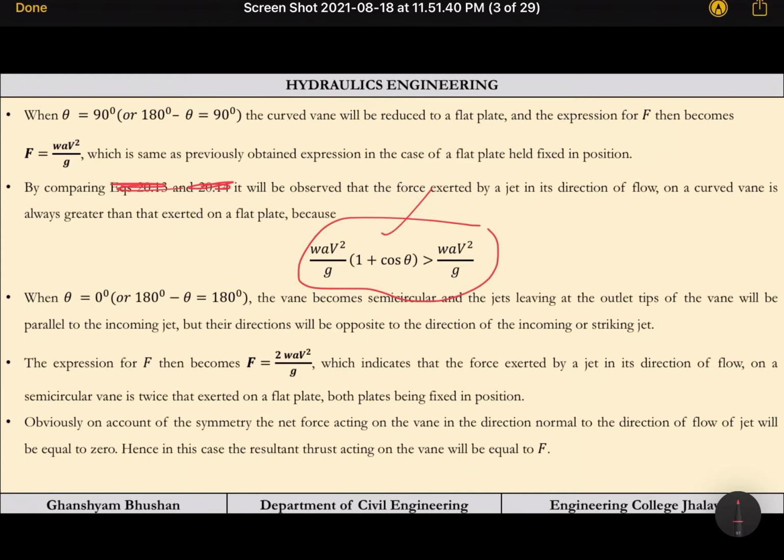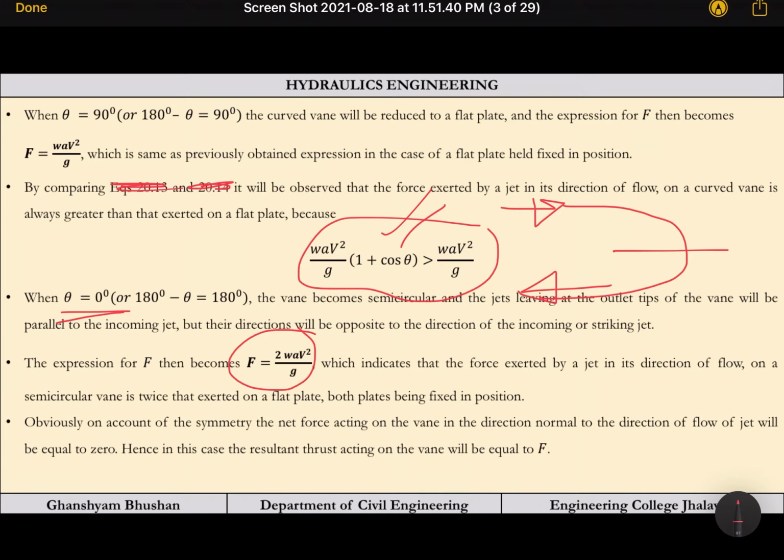And if theta becomes 0, what is going to happen? That means this angle is 0, and whatever the jet is striking, it comes back in just the opposite direction. So theta 0 means cos theta is 1. So you will get a double force of what we get from the flat plate.